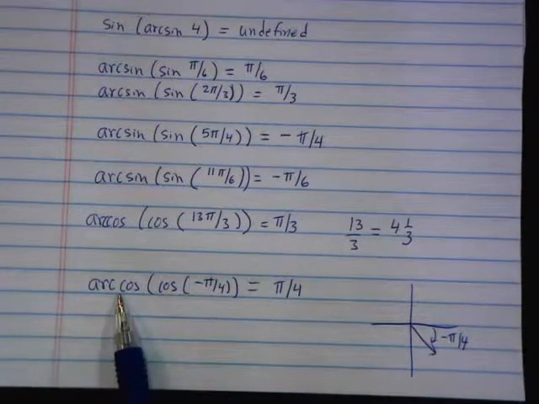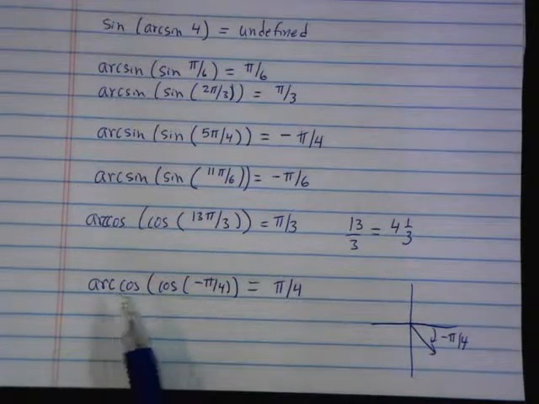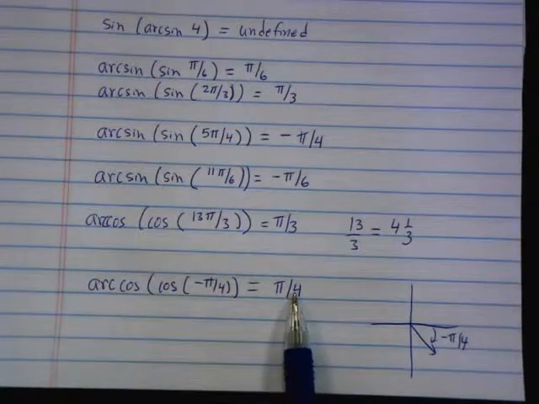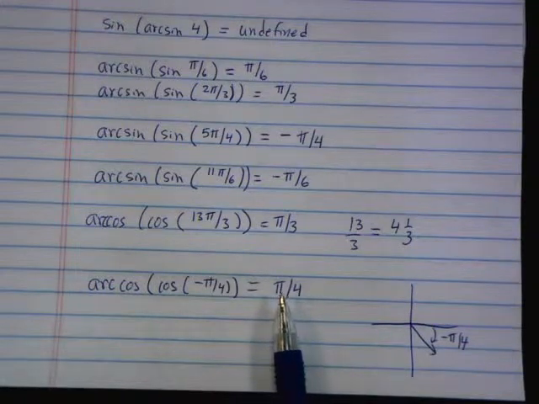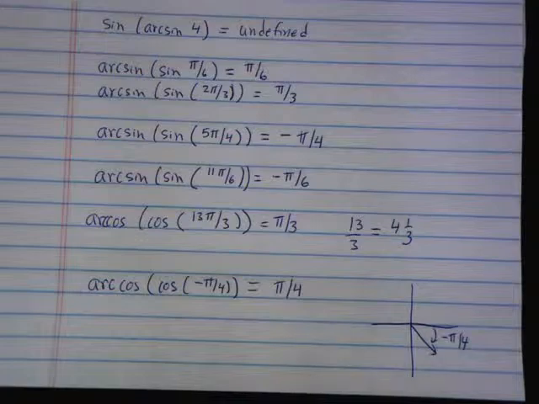So when we deal with arc cosine, which is positive in quadrant number 1, we need the answer in quadrant number 1. The answer in quadrant number 1 is positive pi over 4. That's correct. All right, so that one was easy.